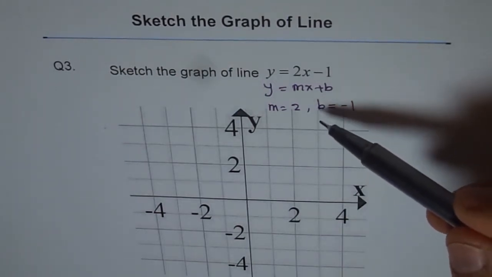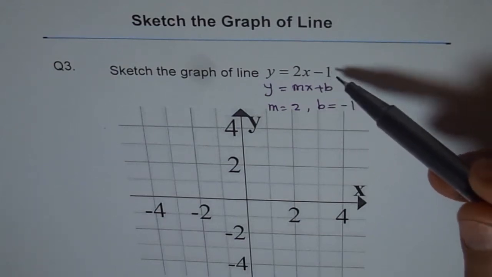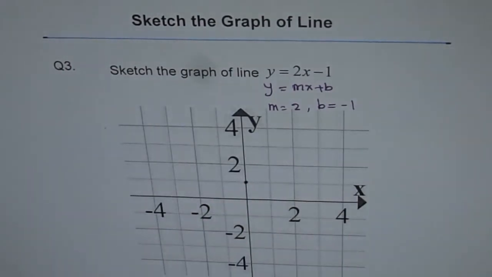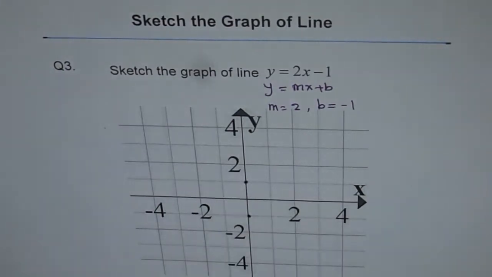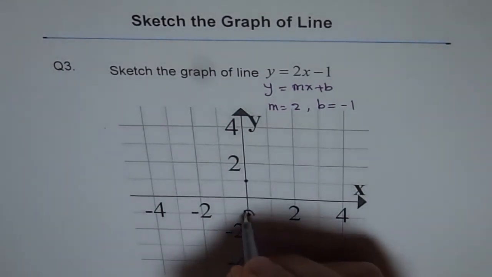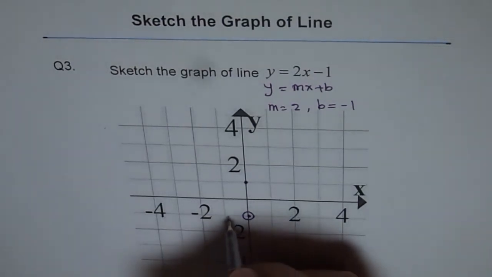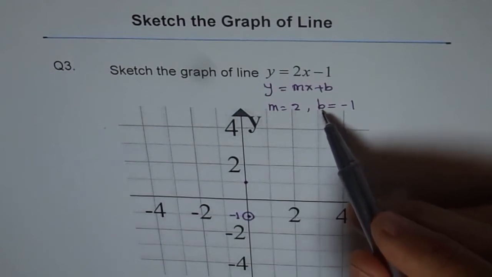So b, the y-intercept, is minus 1. So let's plot this point, b of minus 1. Y-intercept means a point where the x value is 0. Oh, sorry, minus 1. So it should be this point, not that, okay? So let me make it big and bold. That's the point, minus 1, we are looking for, right? So let me write here minus 1. So that is my y-intercept.